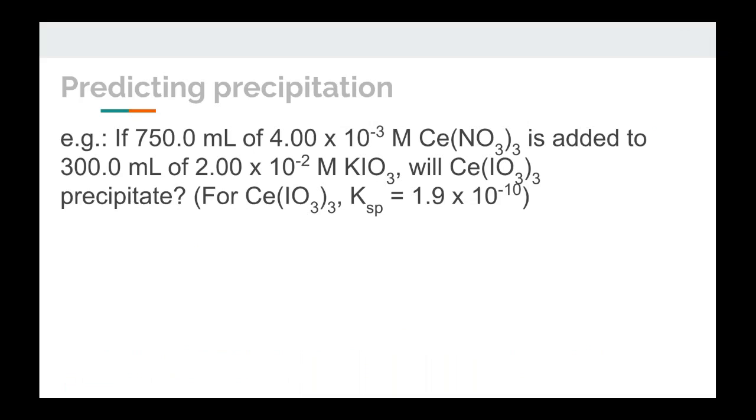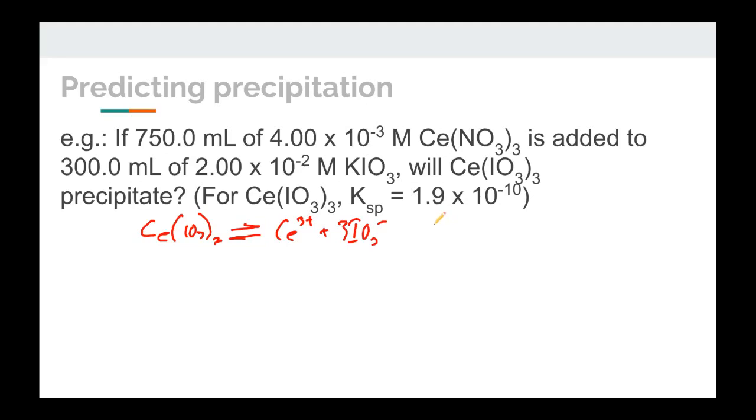An application of Ksp is predicting if a precipitation is going to occur when you mix two solutions together. Here's an example. If we had 750 milliliters of a 4 times 10 to the minus third molar Ce(NO3)3 solution, and we added it to 300 milliliters of a 2 times 10 to the minus 2 molar potassium iodate solution, will Ce(IO3)3 precipitate? So if that was happening, this is the equilibrium that would be at play here. Ce(IO3)3 solid in equilibrium with Ce3+ and 3 iodate ions.